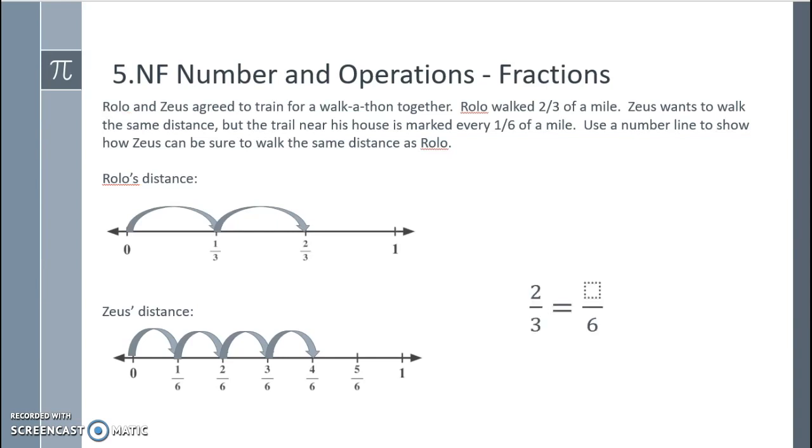So then we ask ourselves, 2/3 equals how many copies of 1/6? Well, it would be 4 because we hopped 4 times to get to 2/3. Also, I can see that if I were to multiply my numerator and my denominator both by 2, I would also get 4/6.